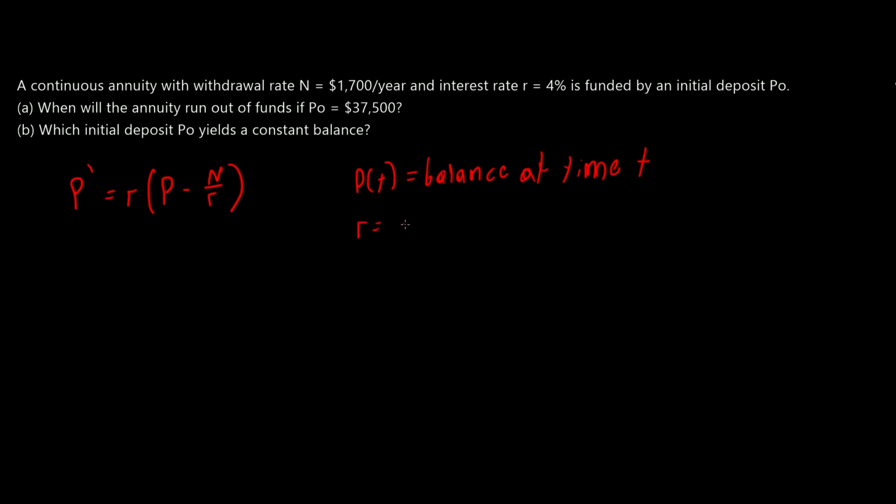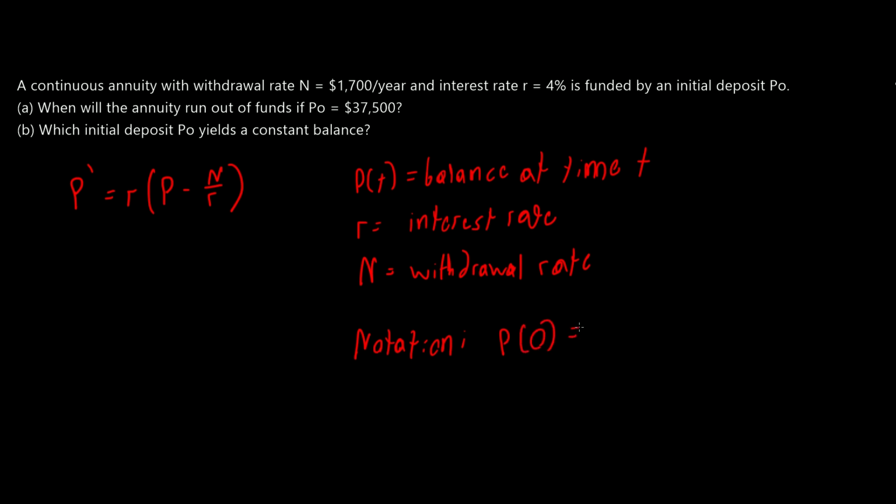Next we can talk about R, which is simply the interest rate. And then N is going to equal the rate of withdrawal. It is also important to note this notation. P of 0 will usually simply be P sub 0, which is the initial condition that we're given. In this case, it will be the initial balance.